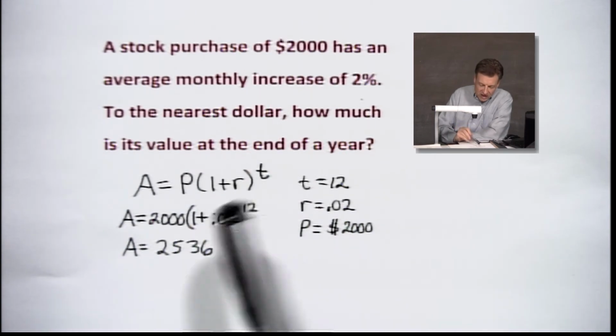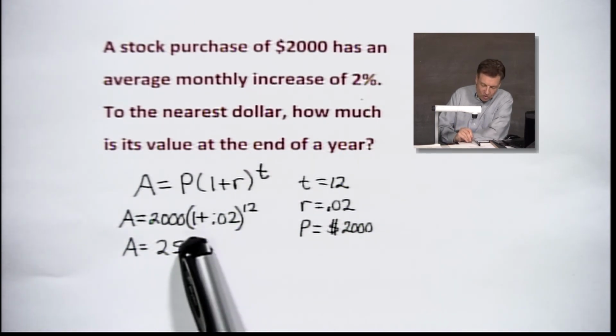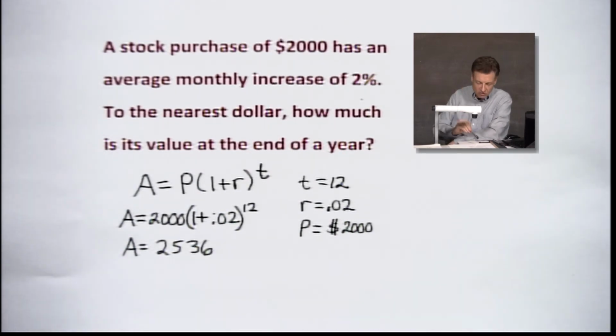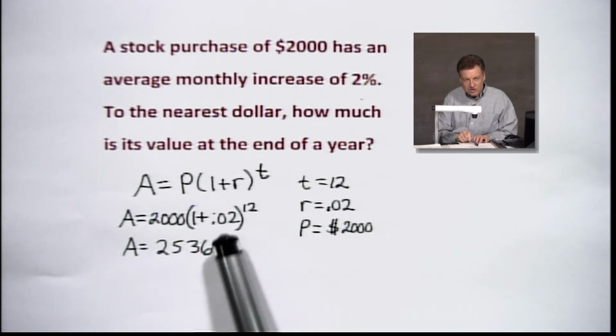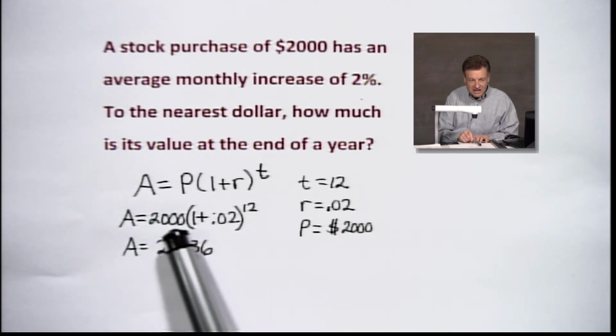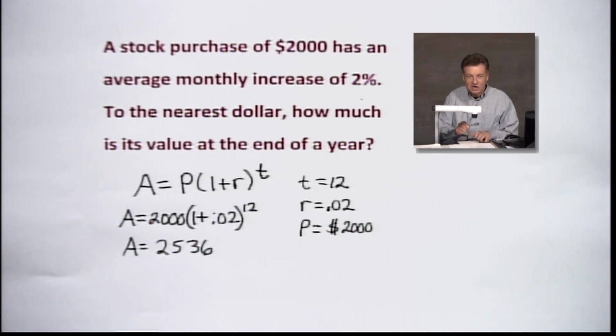By the way, why do we put 1 plus that? Because 1 would say it stays flat. If we run 1 to the 12th power, we just get 1, right? And that's what happens. It stays flat. So what you're doing is adding that 2% or that 2/100ths, and that allows you to get that effect of it growing. And it grows, it grows, it grows.